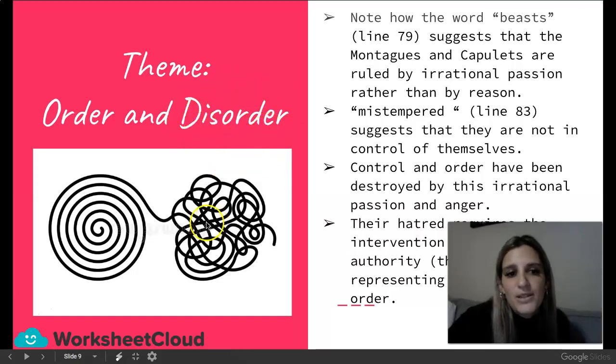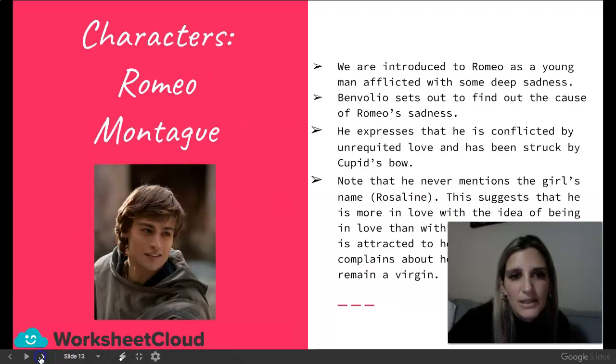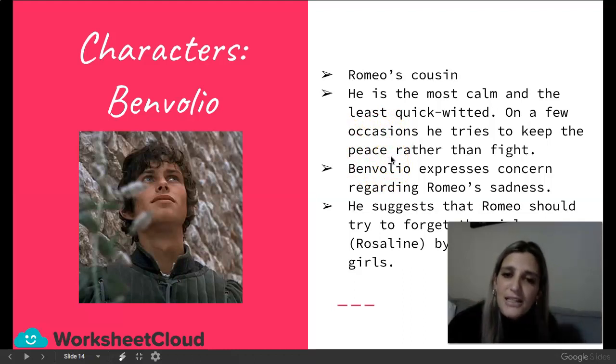Whereas I would say the character Benvolio, if you look at it, let's just go to him quickly. Benvolio, if you look here, he prefers the peace. He tries to stop the fight. And so you could almost argue or make a statement that, you know, although there's this disorder and chaos, Benvolio tries to bring the peace or bring the order.